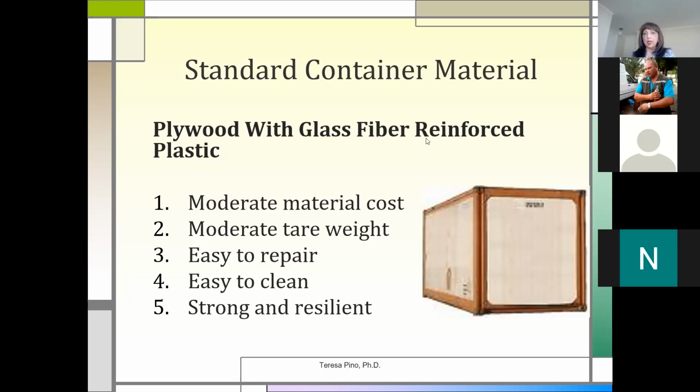Then we have the plywood with glass fiber reinforced plastic. It's a cover of plastic over wood. That's what it is. They're easy to clean, see? Moderate material costs. They're not cheap, but they're not the most expensive either. Moderate tare weight. They don't resist very heavy cargo. That's why the transportation company has to issue the weight certificate, because they have to know how much weight they're carrying. They're easy to repair because you can take one of the sheets out and put another one. They're strong as a material, resilient. You can reuse them again.